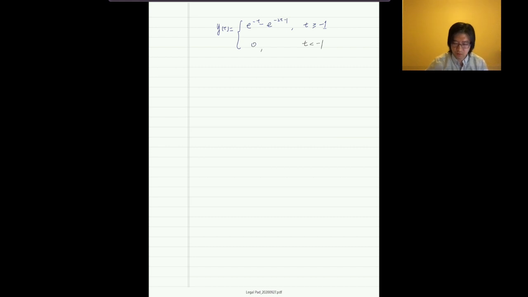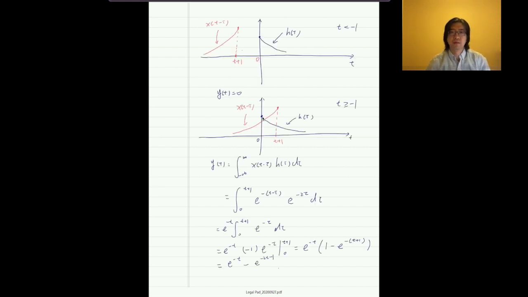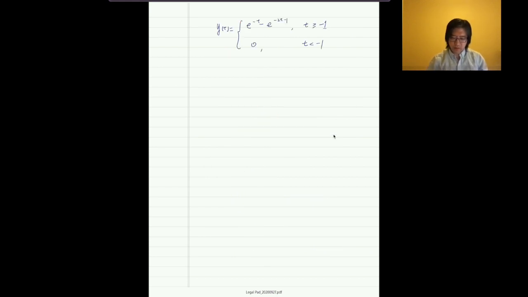Let's see, right? Okay, great. Again, we can represent this by using u of t, so that equals to e to the power of negative t minus e to the power of negative 2t minus 1, multiplied by u(t plus 1). Okay, so that'll be our result, and so now you can try to sketch it.